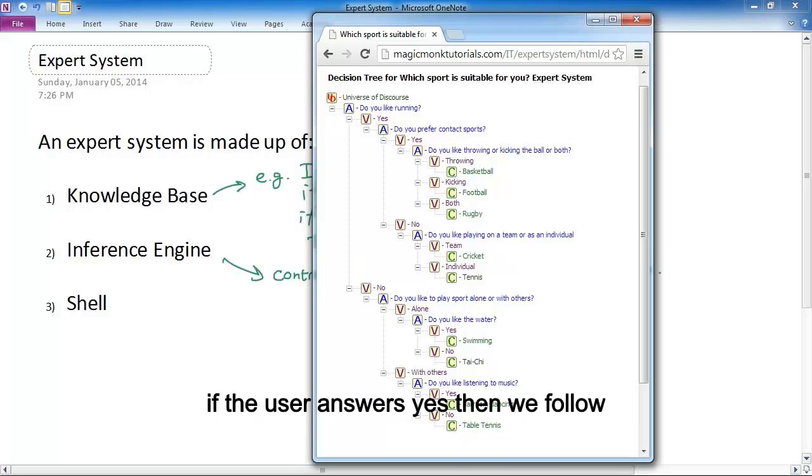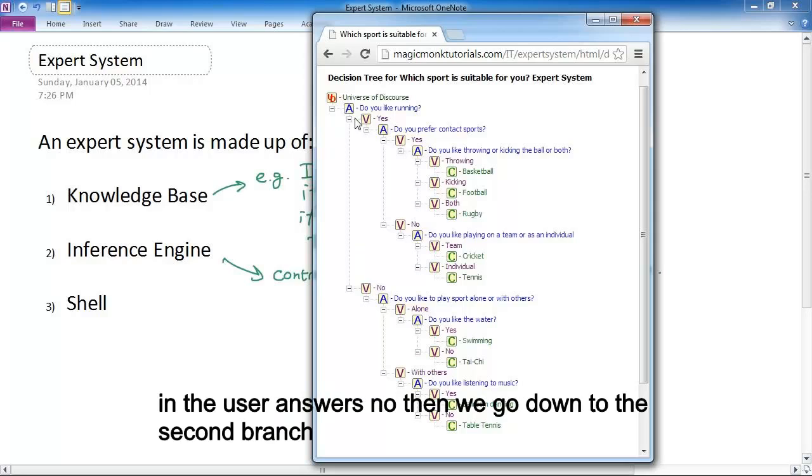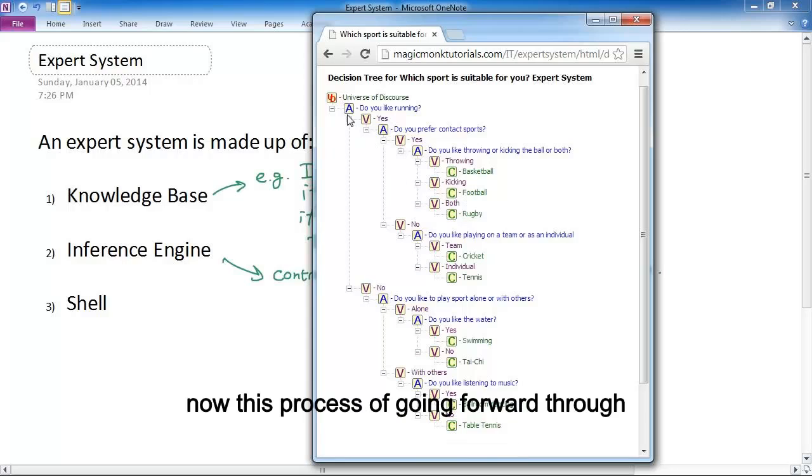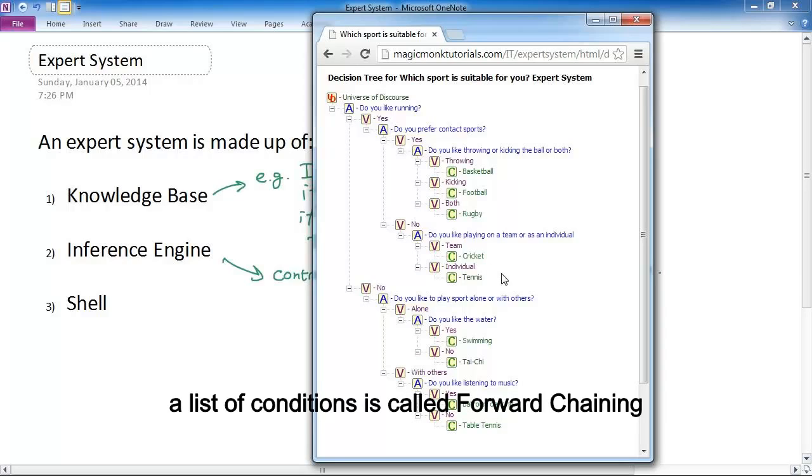If the user answers yes, then we follow forward onto the first branch. If the user answers no, then we go down to the second branch. And we keep going forward until we reach a conclusion. Now this process of going forward through a list of conditions is called forward chaining.